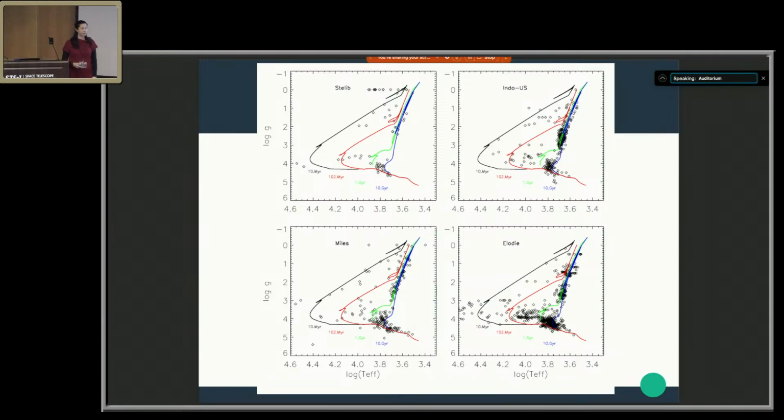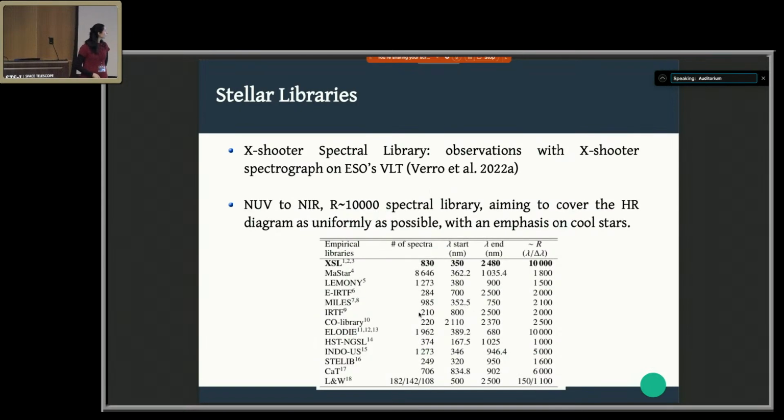Just for you to have an idea, this one up there is STELIB, and this was the library used by Bruzual and Charlot 2003 to build their models. You can see that coverage is very limited, but this is what they had in 2003, right? Since then, many things evolved. This is the Ulysses library, where you can see the coverage is much, much better, but still lots of holes in there. The most recent evolution in this is the XSL library, which was released in 2022.